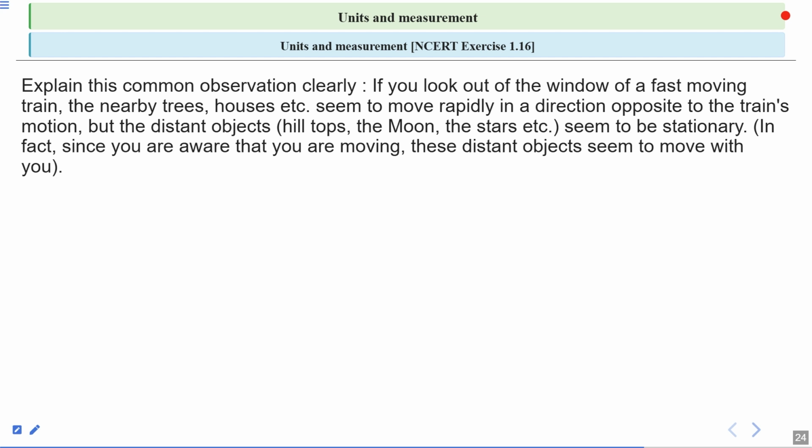In fact, since you are aware that you are moving, this distant object seems to move with you. You might have felt this also, right? When you travel on a train or even a bus, these hilltops tend to move with us. Even big high towers, when you look through the window, seem to move with us. So what is the reason? I will give you guys 10 seconds.